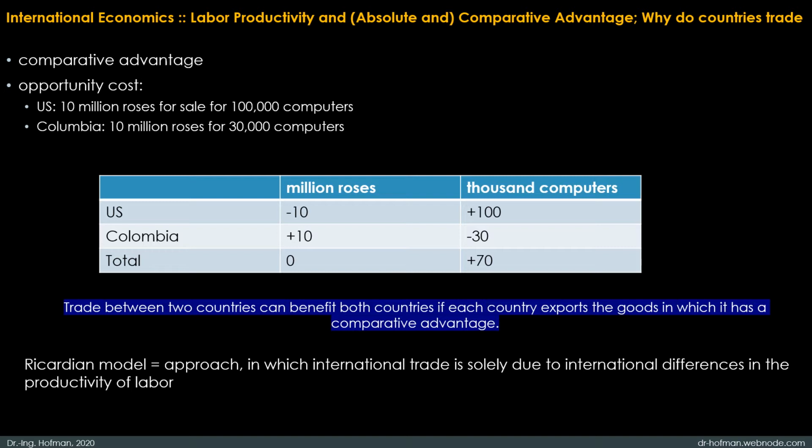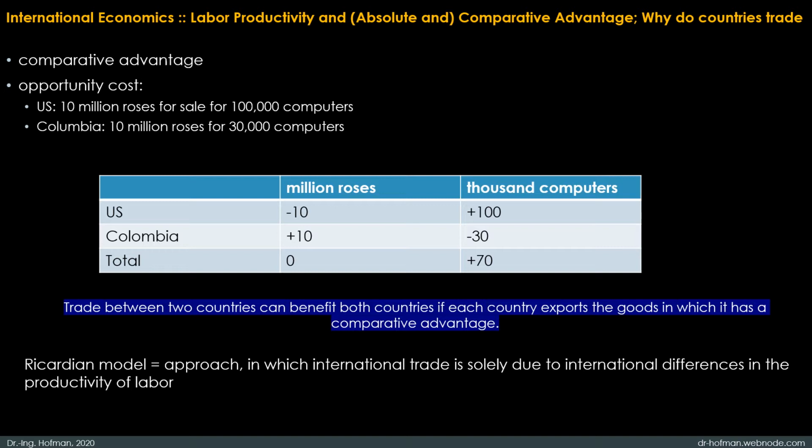The reason international trade produces an increase in world output is that it allows each country to specialize in producing the good in which it has a comparative advantage. A country has a comparative advantage in producing a good if the opportunity cost of producing that good in terms of other goods is lower in that country than it is in other countries.